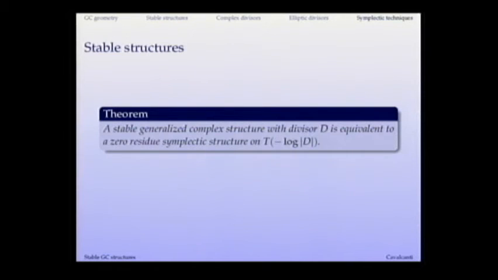So I try to simplify my structure by looking at maybe a more complicated space to encase it. But once you do that, you have symplectic techniques available to you. You have the Moser trick and that kind of thing. So you can use symplectic techniques to describe this type of structure.